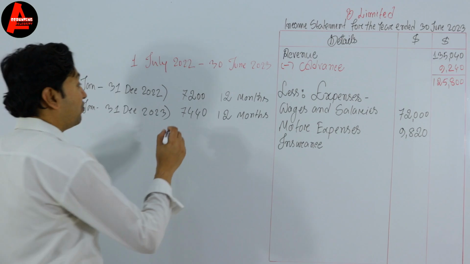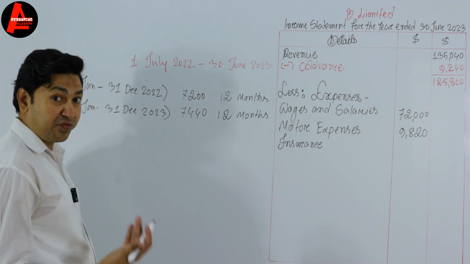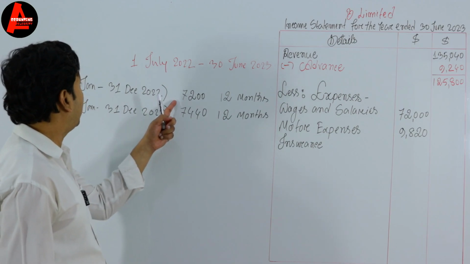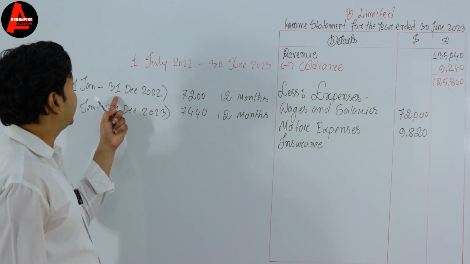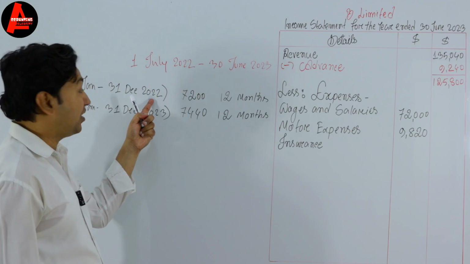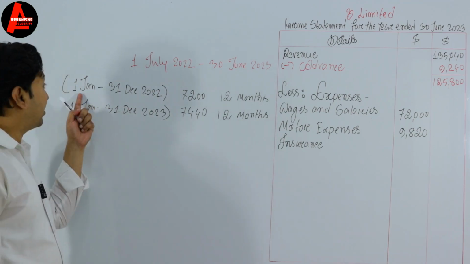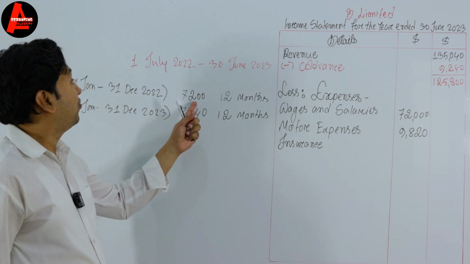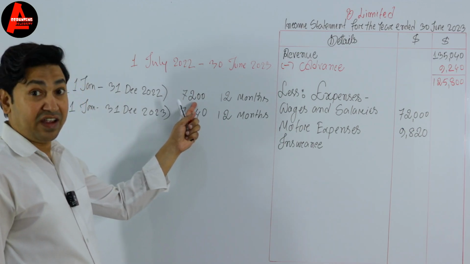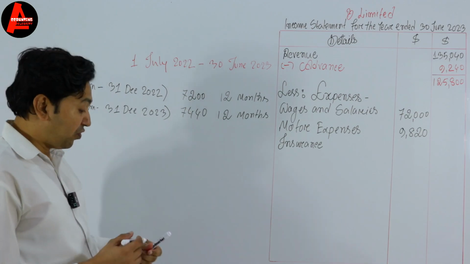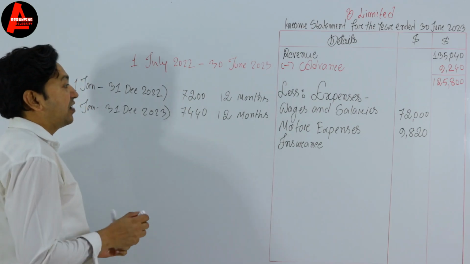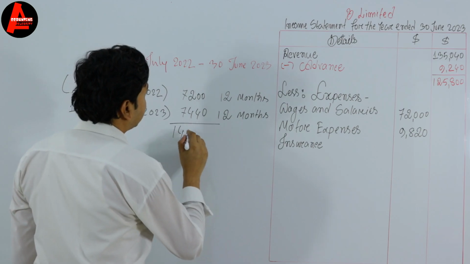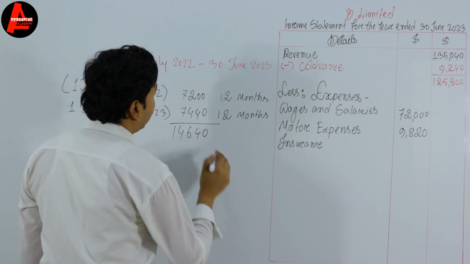For the amount paid until 31st December 2023, we have 6 months in advance. At the same time, the other amount was paid until 31st December 2022, from 1st January 2022, so here also we have 6 months. So now what to do? Now we will add these two amounts. If we sum up, we get $14,640.